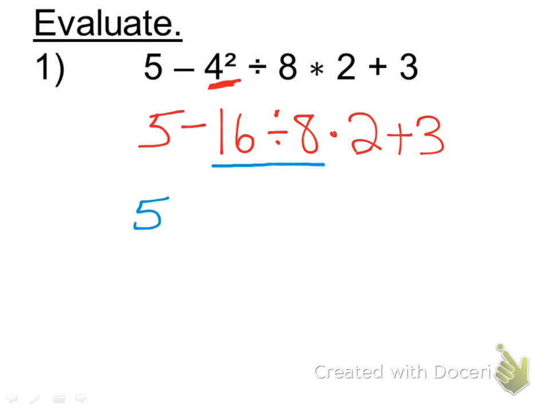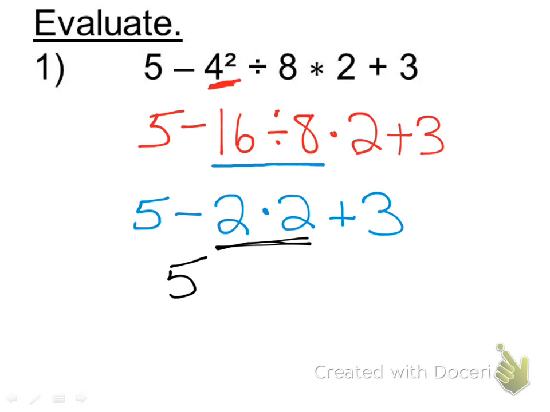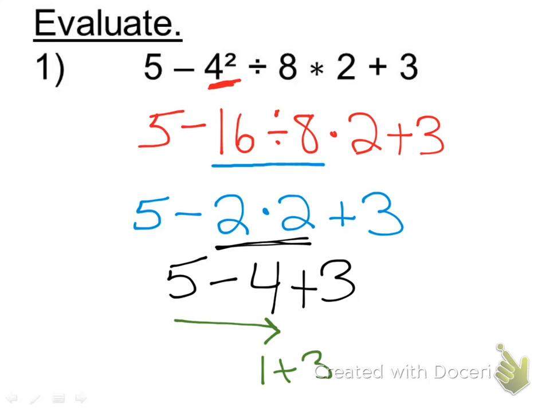So we still have the 5, the minus. What is 16 divided by 8? So that's a 2, and then everything else just stays the same. Then what? Now we do the multiplication. What is 2 times 2? 4. Good. And then we can do our addition and subtraction. Very similar, we just work from left to right. So what's 5 minus 4? 1. And what's 1 plus 3? 4. Very good. What are your questions on this one?